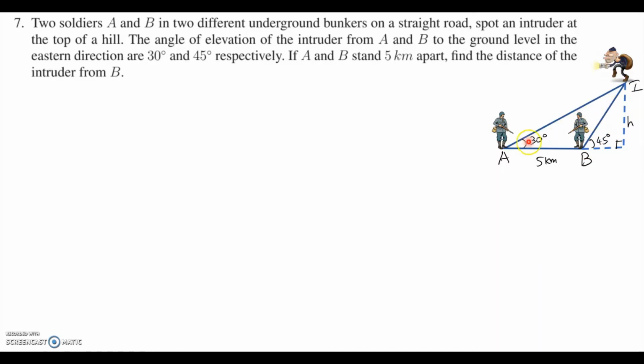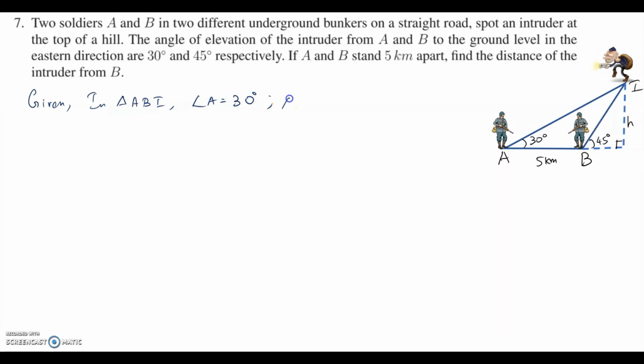So what we have is a triangle A, B, and I. The angle A is 30 degrees. We need to find the angle B, and similarly you can find angle I, right? So given to us, in triangle ABI, angle A is equal to 30 degrees.